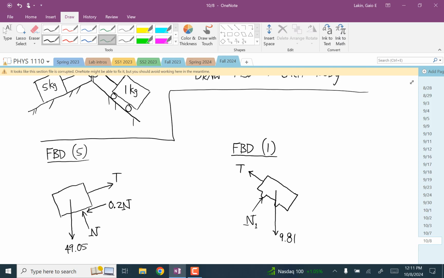I want to point out one thing about the friction forces. Why is it, just intuitively, that the friction force is a constant multiplied by how hard the surface is pushing on this? Does that make sense? Let me give you an example.